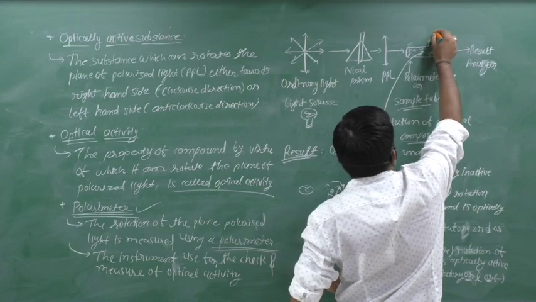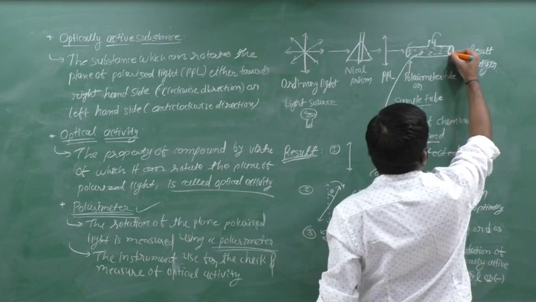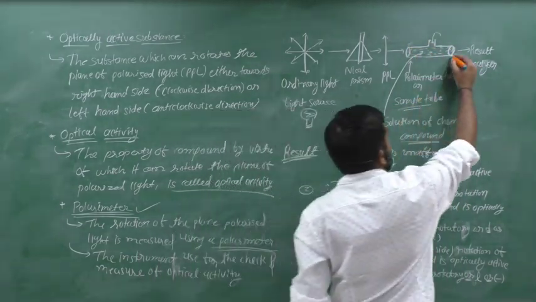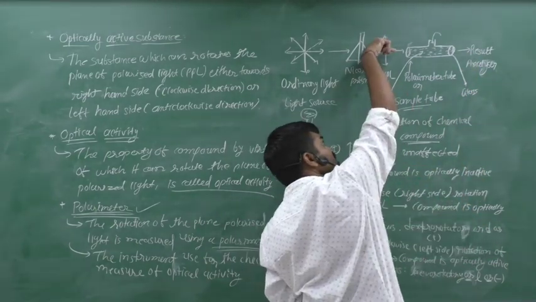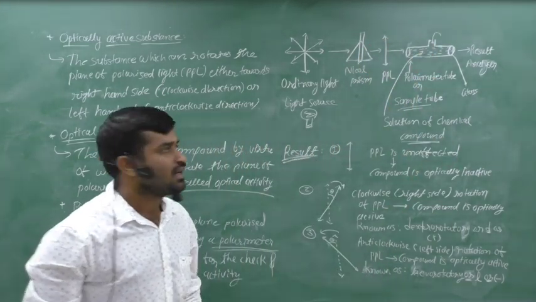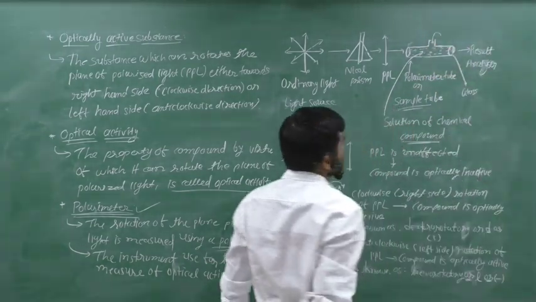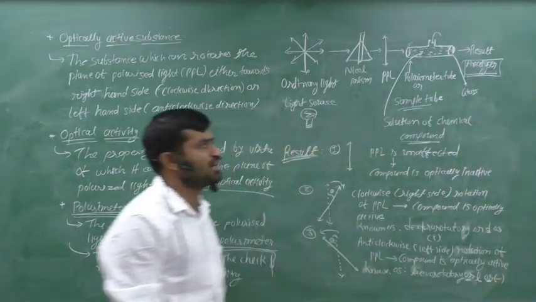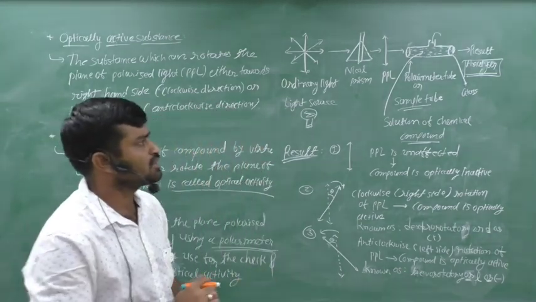Here is a space from which we can fill the solution in the tube, and here is an optical glass. Here a glass, because through this glass the plane polarized light enters the solution, and through this glass the plane polarized light goes out from the solution. And here is the analyzer, which is also one type of instrument which gives the result.